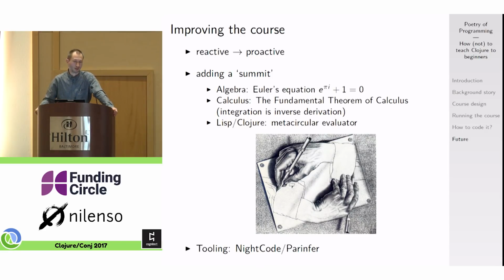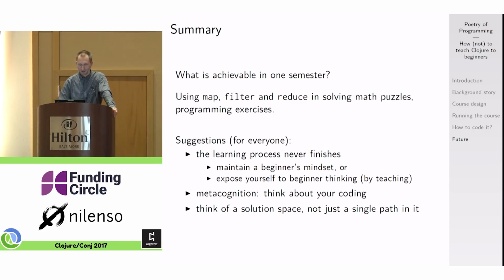Regarding tooling, now I think that I will try Night Code and Parinfer. I didn't say anything about managing parentheses in the previous course, and of course, eventually it becomes a problem. So now I think that I will try to address that up front. Okay, so the summary: the question is, what is achievable in one semester? I can say map, filter, and reduce, and the persistent data structures. And that's a whole lot. So you can do many things with that.